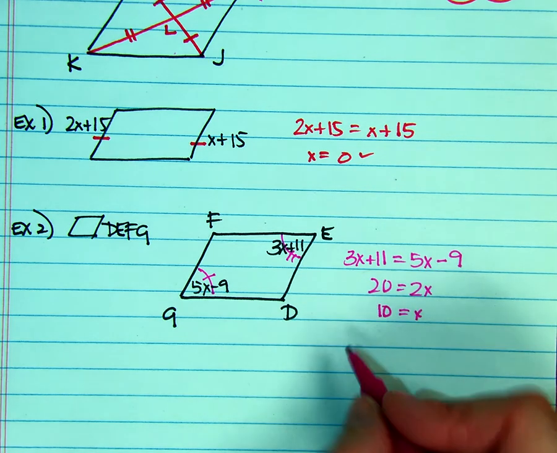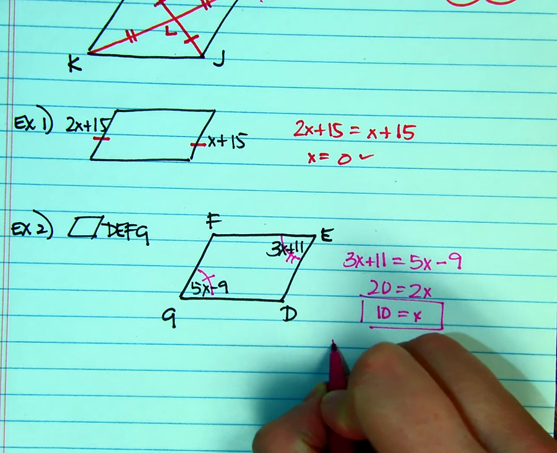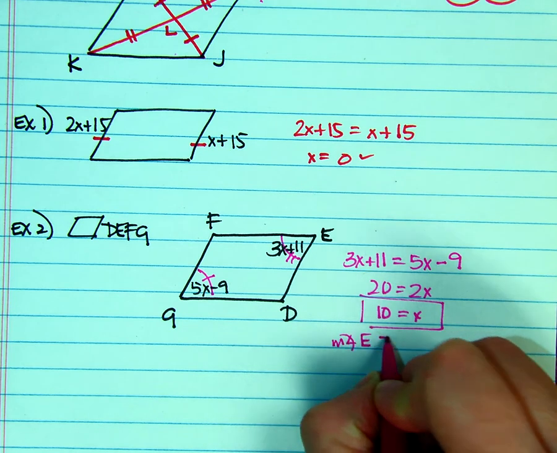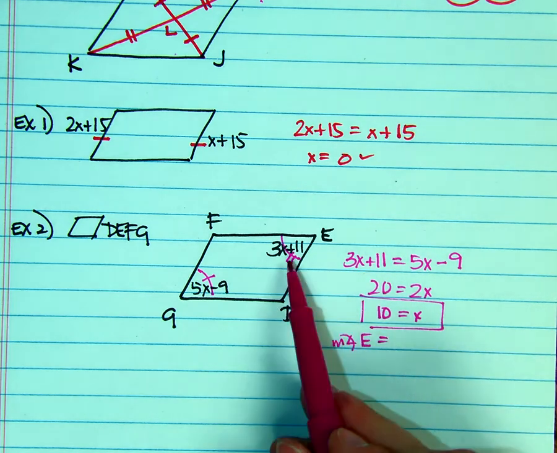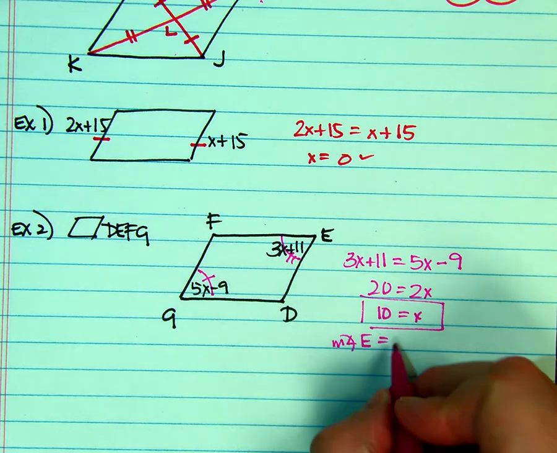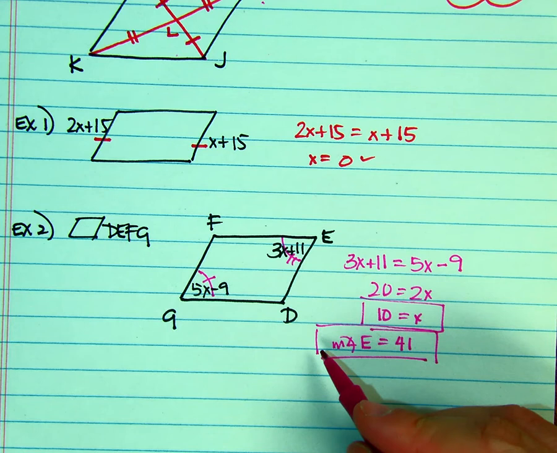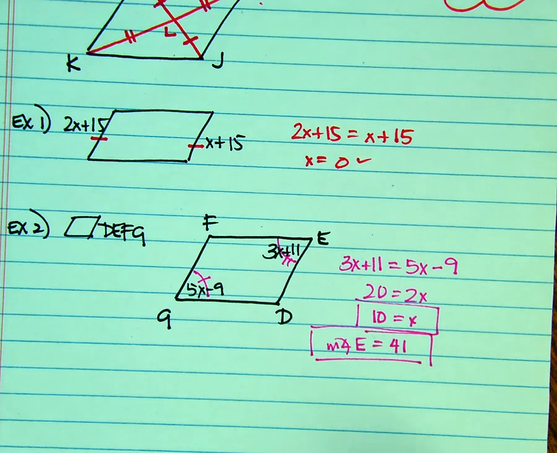Now be careful because on some occasions it might not just ask for x. It's going to ask for what is the measure of angle E. So you have to remember to plug it back in. 3 times 10 gives me 30. Plus the 11 gives me a measurement of 41. So by having one of the measurements, it's going to give you enough information to find the others.